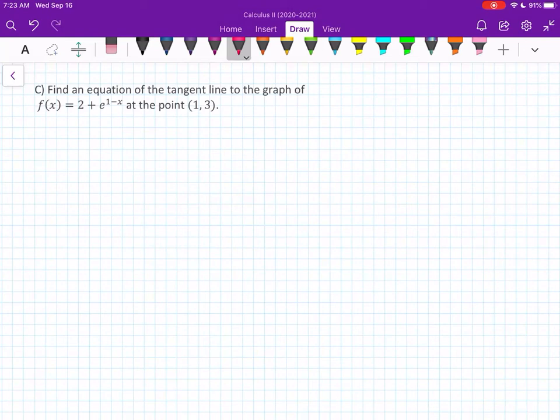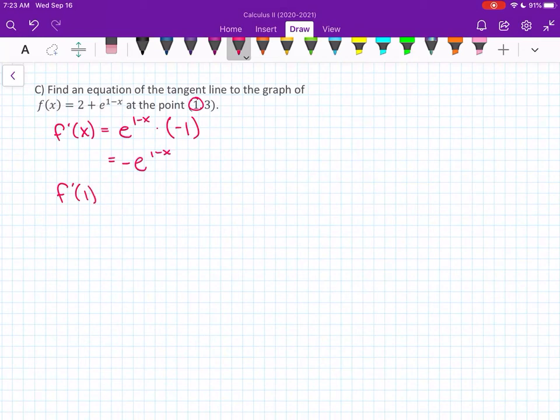All right, remember for tangent lines, we're finding the derivative, plugging in the x value, and that is the slope of my tangent line. First, start by finding the derivative. The 2 is a constant, so that's fine. We get e to the 1 minus x times the derivative of that exponent, which is negative 1. So we just get negative e to the 1 minus x. Then I'm going to plug in my x value to find the slope.